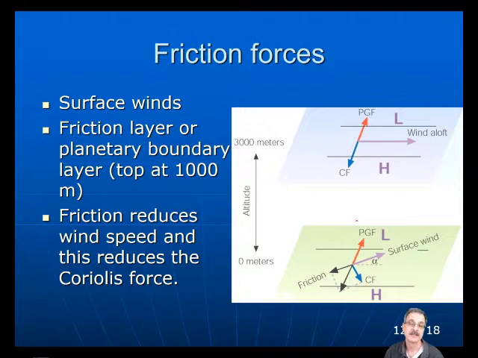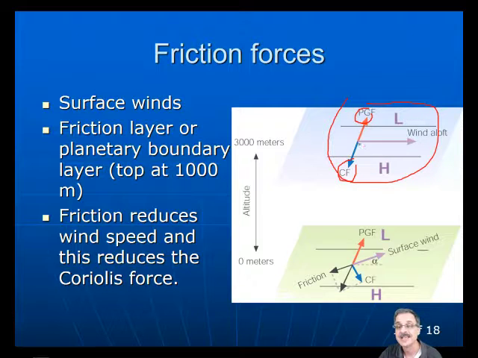All right, so let's talk about frictional forces. This usually only happens to surface winds, or winds that are within the first 1,000 meters above the ground. We call that the friction layer or the planetary boundary layer. What friction does is reduce the speed of the wind and reduce the effect of the Coriolis force. Up in the upper level winds, we get those geostrophic winds where the pressure gradient force is equal to the Coriolis force, and when you add these together, they add up to 0 and the wind moves in a straight line.